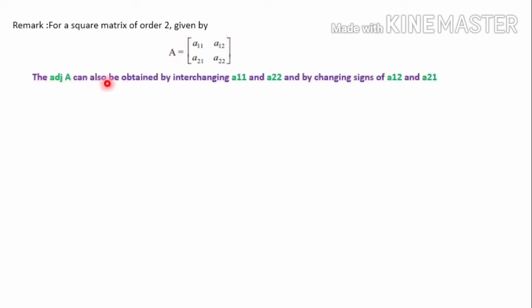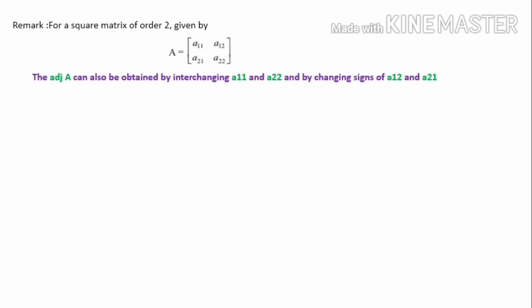Next, there is a short form for writing the adjoint of a 2 by 2 matrix. Let us discuss that short form. For a square matrix of order 2 given by A is equal to matrix A11, A12, A21, A22, the adj can also be obtained by interchanging A11, A22 and by changing the sign of A12 and A21. This is the short form. Means directly we can write the adjoint of this matrix without calculating the cofactors.